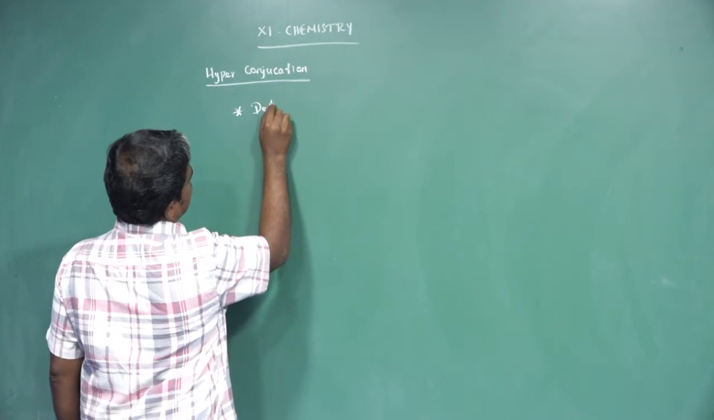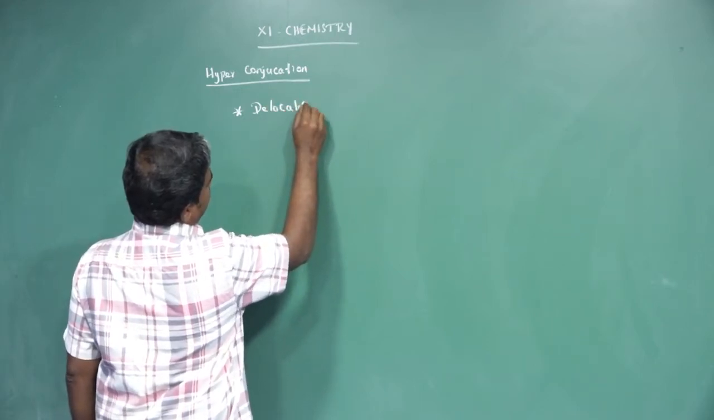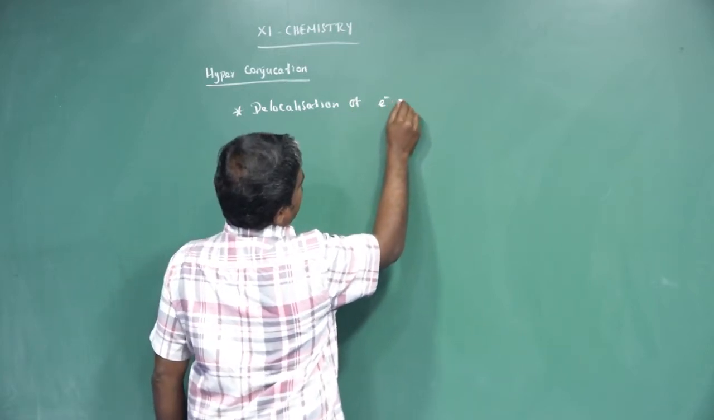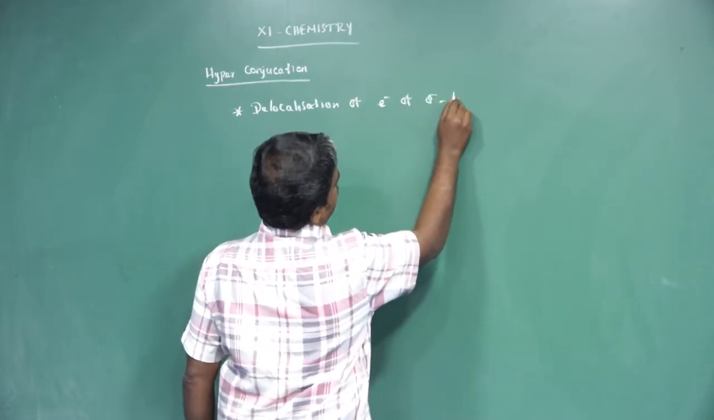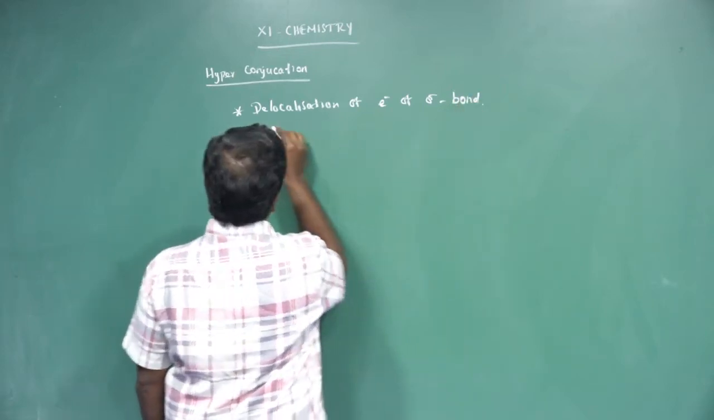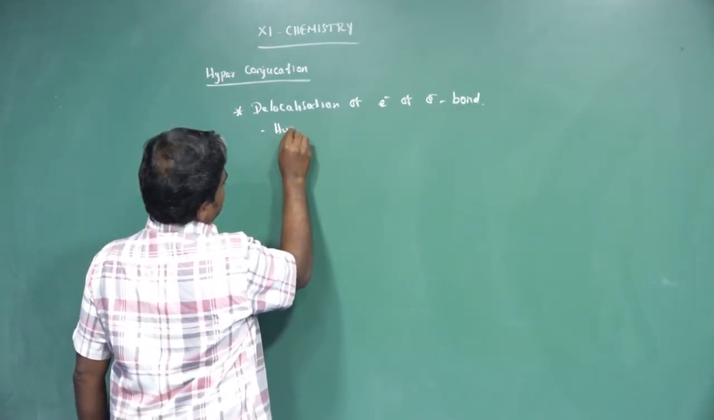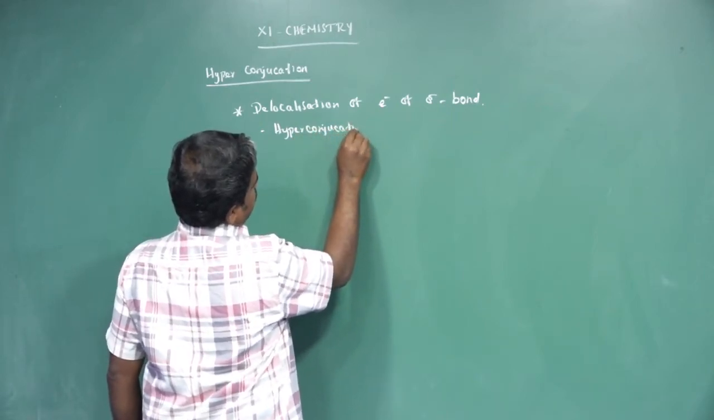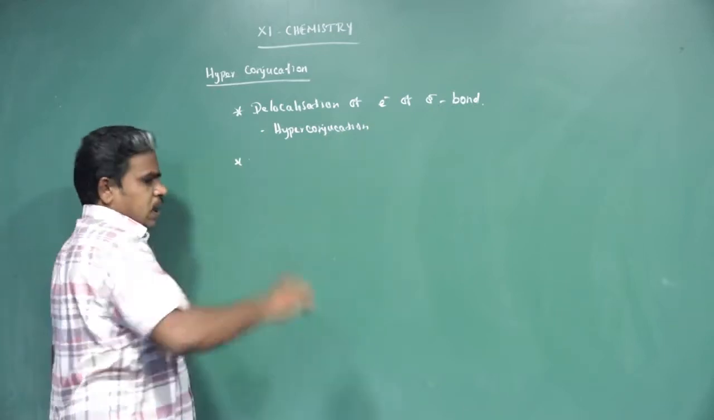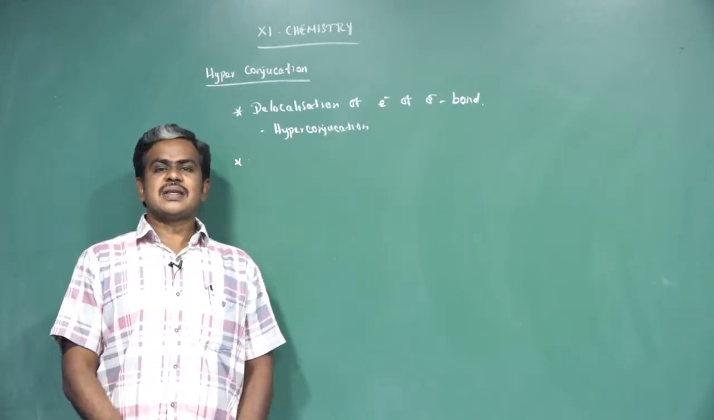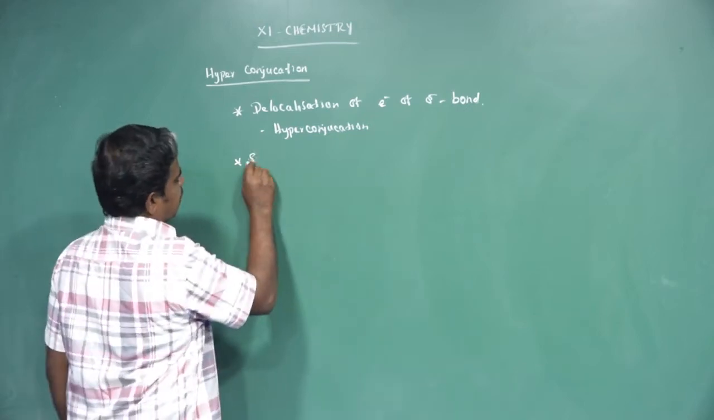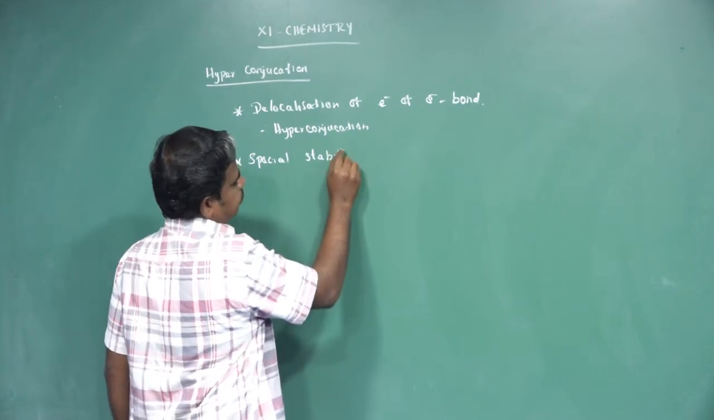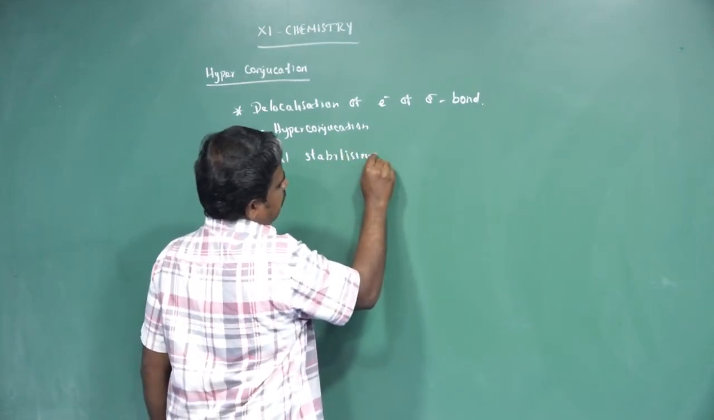So it is the delocalization of electrons of sigma bond that is known as hyperconjugation. And it is a special stabilizing effect.